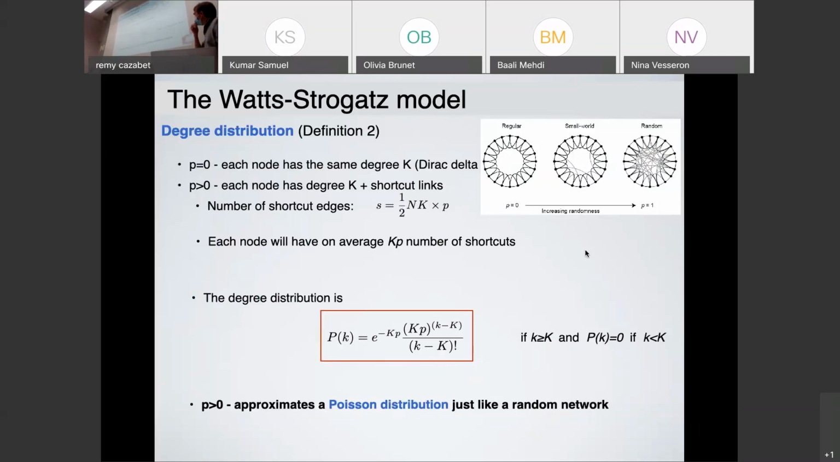And if you look in details at what is happening when you're going from one to the other, actually you can approximate it when you increase a little bit p by a Poissonian distribution, which makes sense because we have seen that with a Poissonian distribution, if your network is very large, then the bell curve is very sharp, centered on the average value. So if you're going from something where everyone has the same value to something where it is centered on the average, but everyone is quite close to this mean value, then you're not changing much from one to the other. So you can approximate it by this Poissonian distribution.